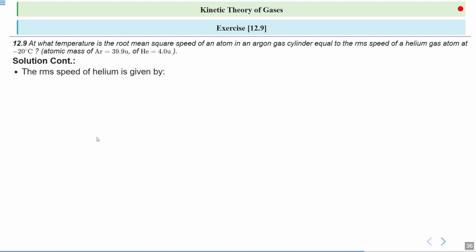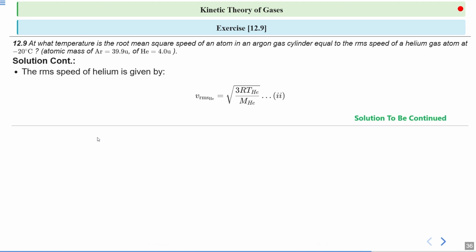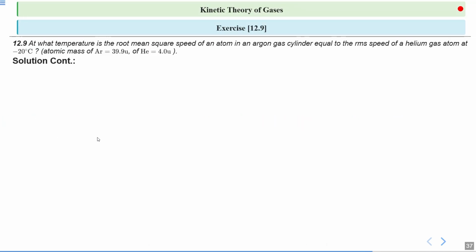Now to solve this, we start by considering the RMS speed of helium. The formula for RMS speed is Vrms = √(3RT/M). It is given that Vrms argon is equal to Vrms helium.